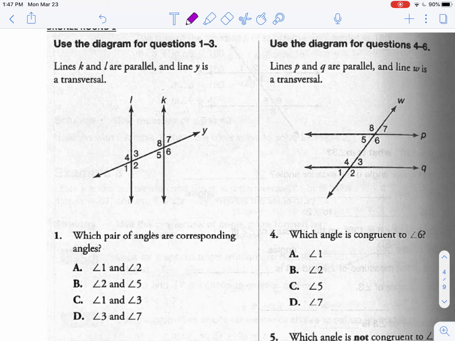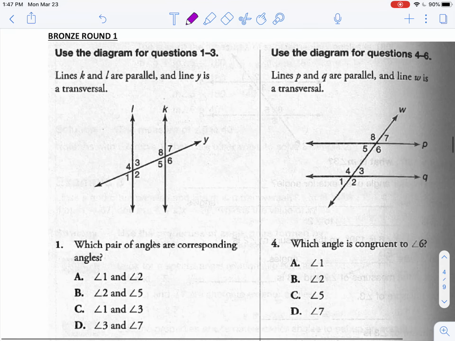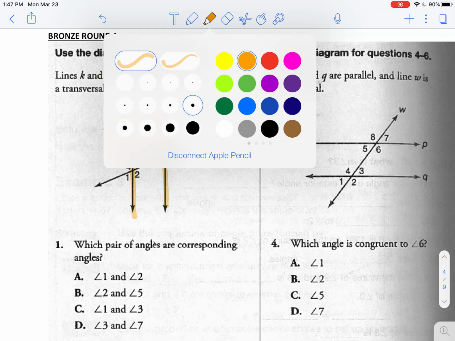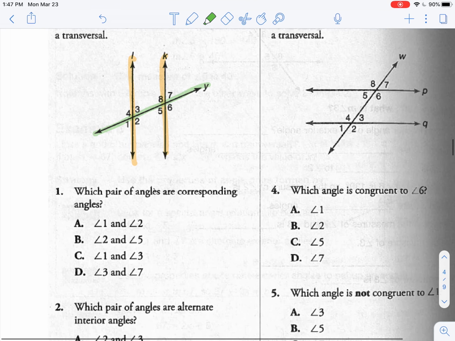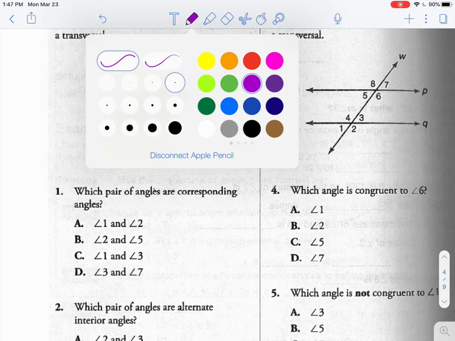Alrighty, so now technically you're supposed to work on your own, but I'm going to give you a little direction before I send you on your own. It says to use this first diagram, they're telling you now that L and K are parallel. They trick you a little bit because now the parallel lines are going vertically instead of horizontally, but that's okay. Those are still your parallel lines. This is still your transversal. So everything still applies. You're just looking at it differently. Instead of being horizontal, it's vertical.